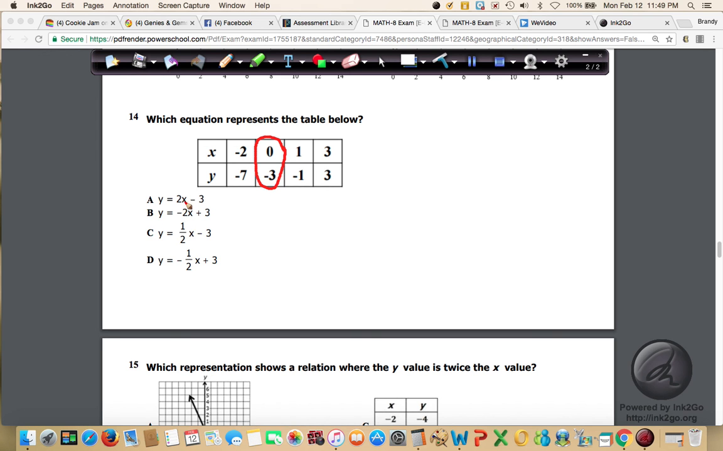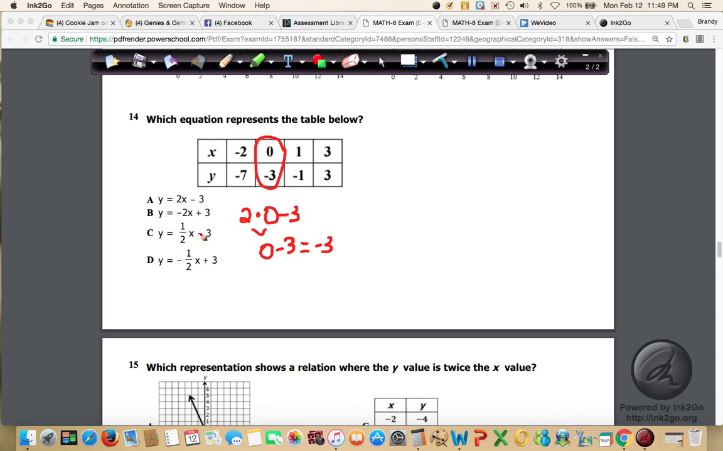So what's 2 times 0? Well, let's take A. We'll just look at A real quick. So 2 times 0 minus 3. Well, that gives us 0, yeah? Minus 3. That does give us a -3, doesn't it? And that's what we wanted, according to this up here. So this has potential. Now I can go back and check the other ones.